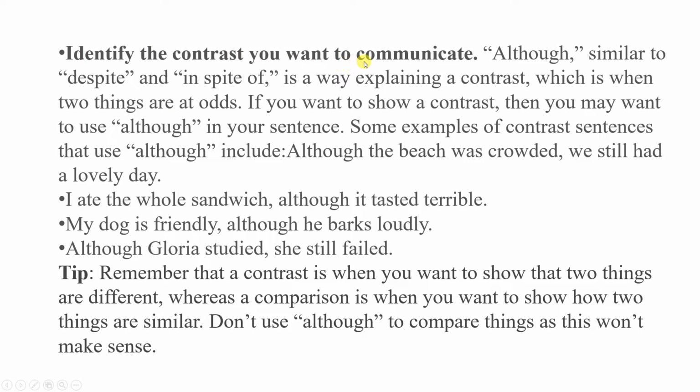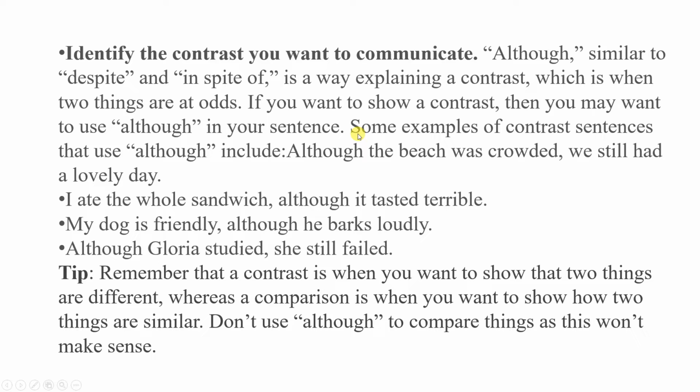Identify the contrast you want to communicate. Okay, so in a sentence, you have to identify which things are contrasting. Although is similar to despite and in spite of also. So in place of although, despite and in spite of can also be used in the sentence. This is when two things are at odds. That means two things are together but they are odd. If you want to show a contrast, then you may want to use although in your sentence.